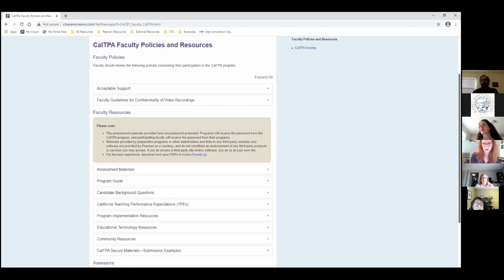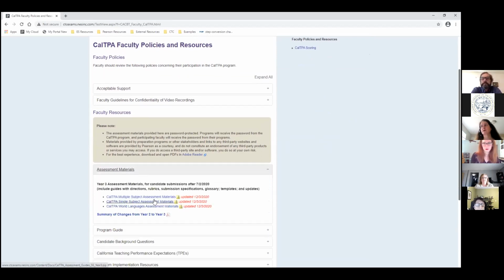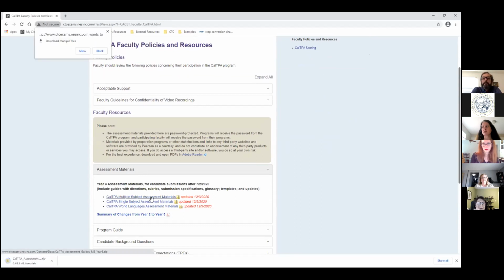And then midway down the page is the assessment materials section. So we'll go ahead and open that up. And here are the zip files that I was talking about. There is a separate file for each of the different types of guides: multiple subject, single subject, and world languages. The update document is the same for all three. I'll demonstrate the multiple subject, but note that the information is also located in the single subject and the world language zip files as well.